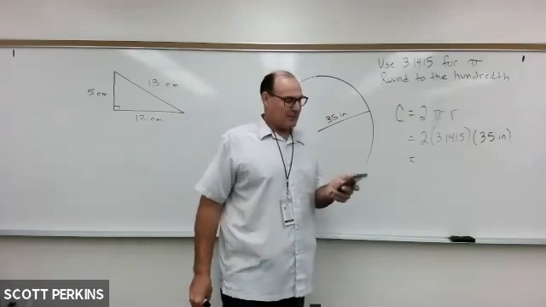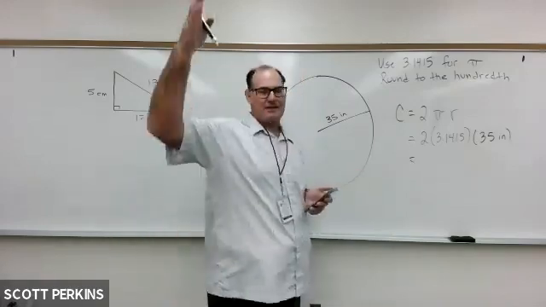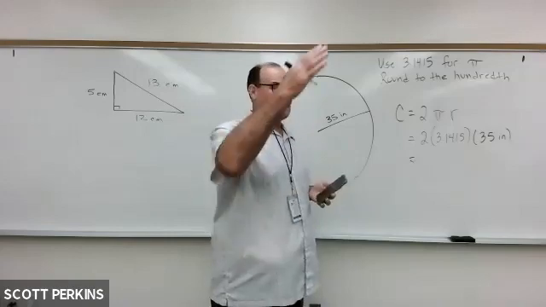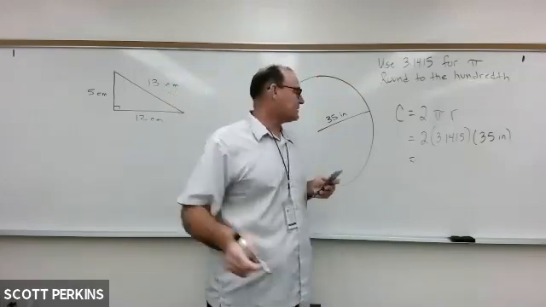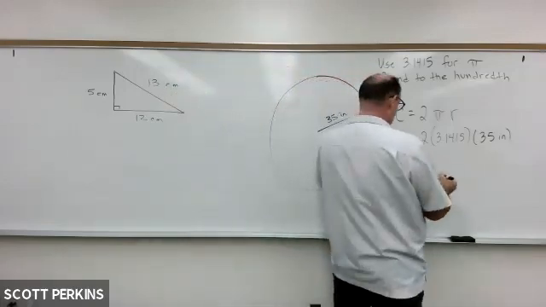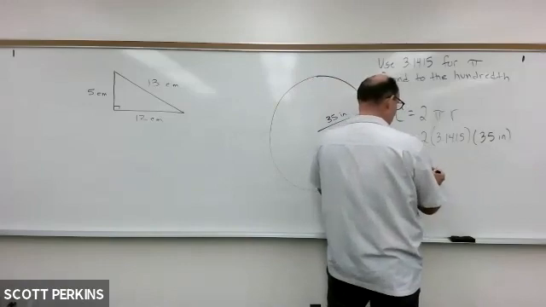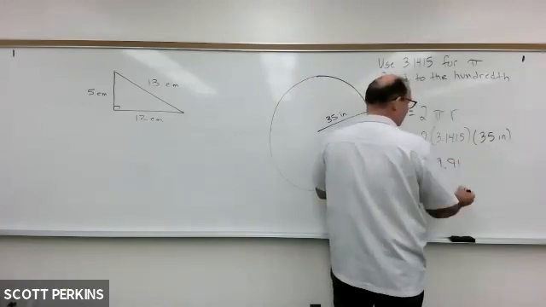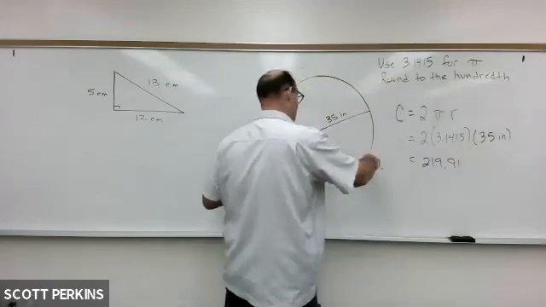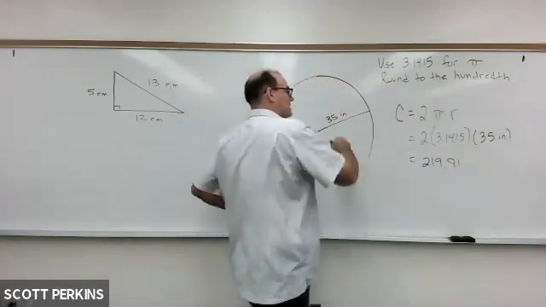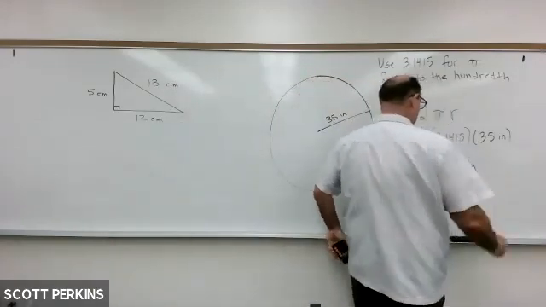That's 219.905. The 100th is the second decimal place: tenths, hundredths, thousandths. So I'm going to round to the second decimal place, and that's 219.91. And just like with our perimeter, since it's the distance around, it's a linear measure, so it's inches.